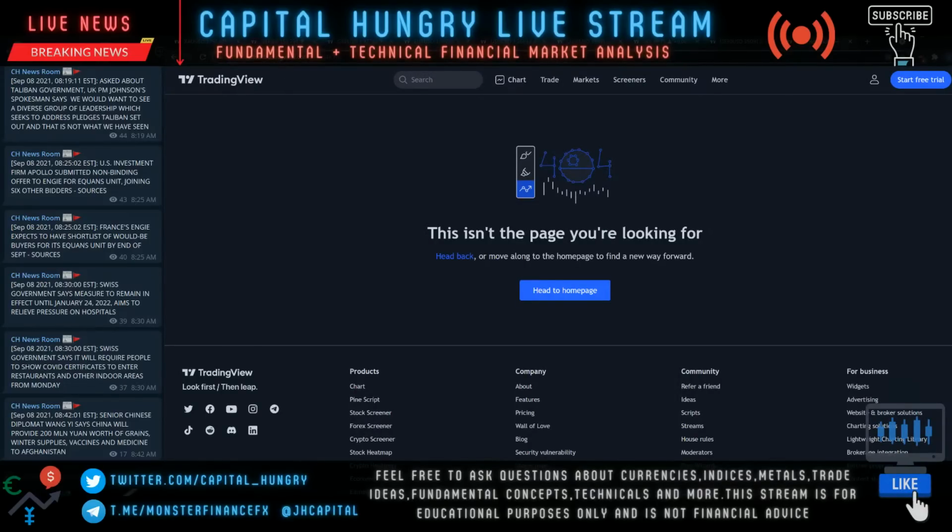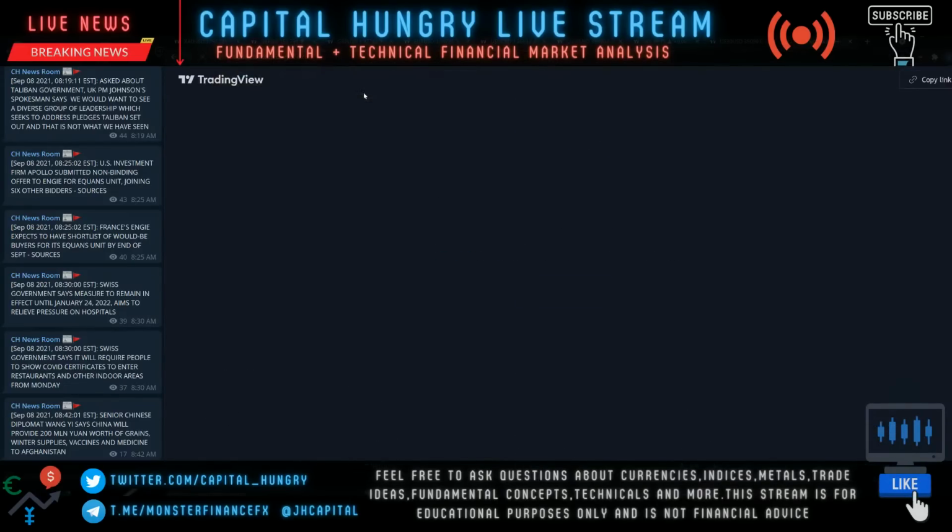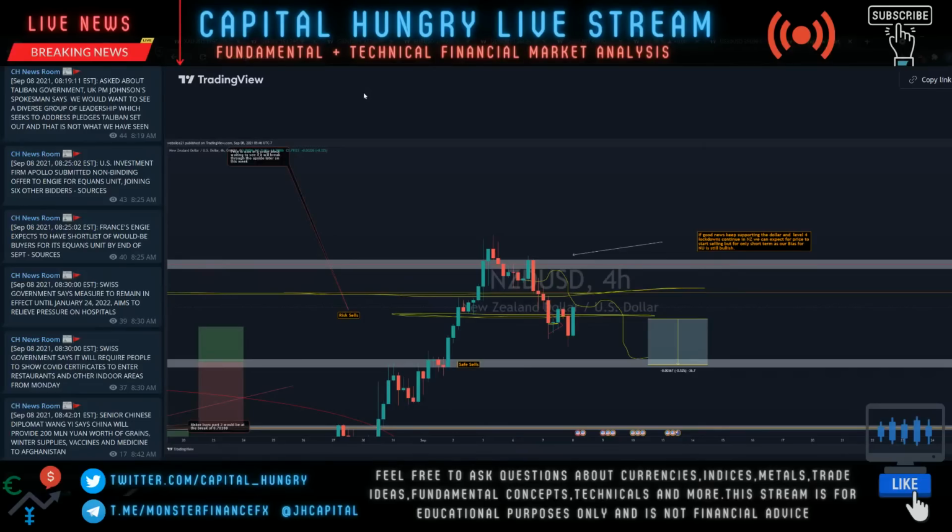Why isn't this working? Okay, here we go. What pair is this? NZD USD. If good news keeps supporting the dollar and level 4 lockdowns continue in NZ, we can expect some nice short sells. So you're looking for sells below 0.71 down to this area.